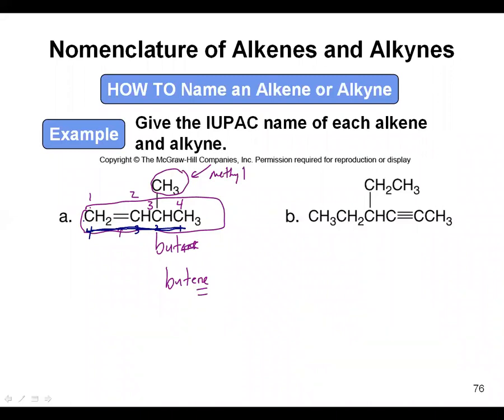So we would want to go that way, which means this is 1 butene, the 1 for the location of the double bond. And because we locked into numbering in this direction, we have to number our methyl group with the same numbering. That means our methyl group will end up at carbon number 3. So this would be 3 methyl, 1 butene. Any questions on that one?